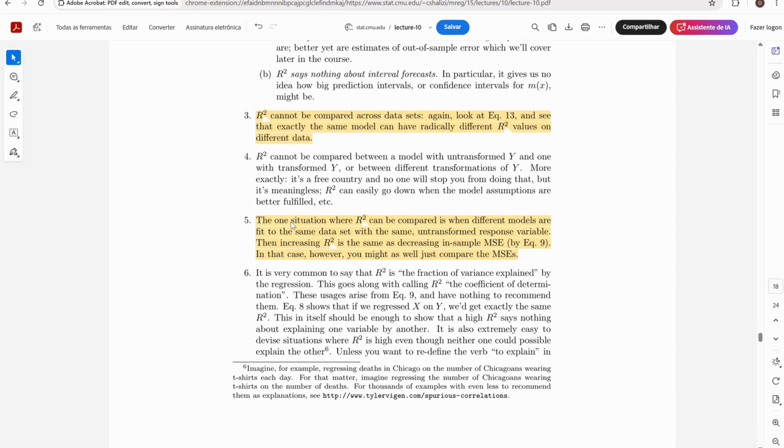Now we can read this one. The one situation where R squared can be compared is when different models are fit on the same data set with the same untransformed response variable. Then increasing R squared is the same as decreasing in-sample mean squared error. In that case, however, you might as well just compare the mean squared errors.